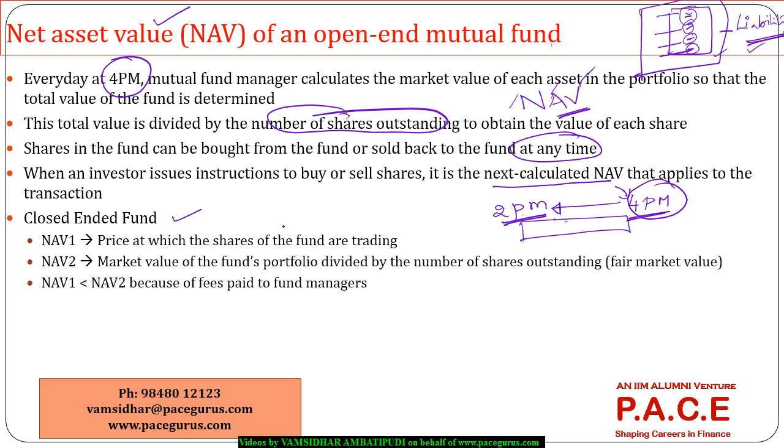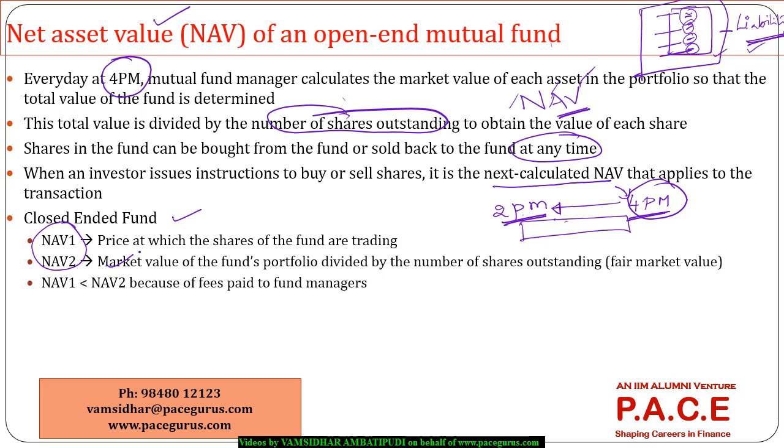Coming to the closed-ended fund, there are two definitions of NAV here. Because the closed-ended fund is directly traded on the market, I can directly look at the price at which it is traded in the market and take that as a definition of NAV. So NAV1 is purely based on the market price, the price at which the shares of the fund are traded. Whereas NAV2 talks about the market value of the fund's portfolio, just like the way we computed the NAV for an open-ended fund.